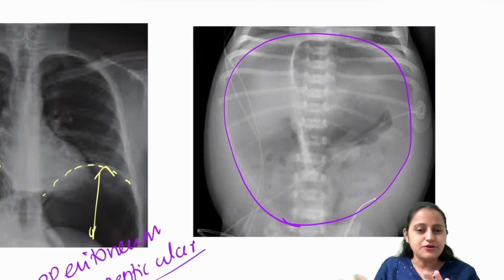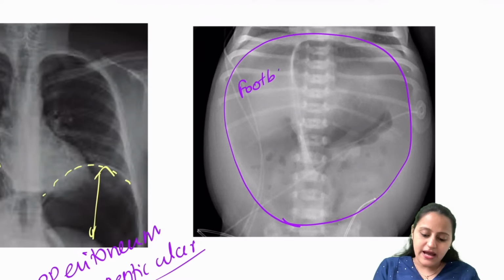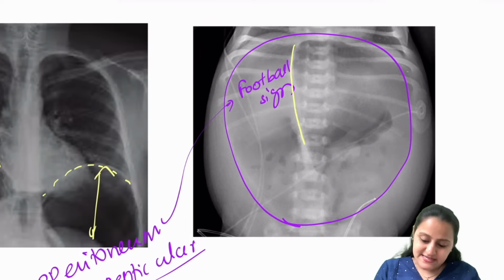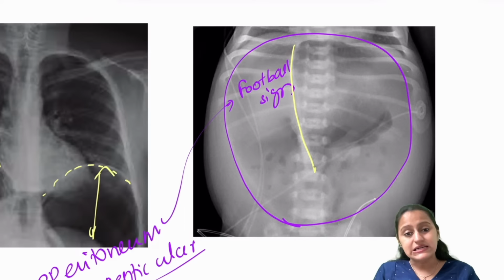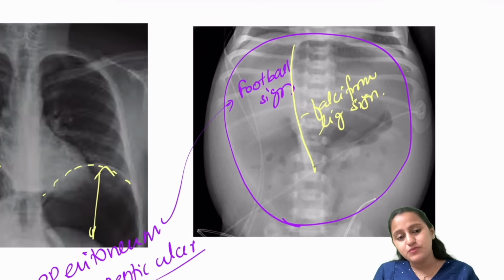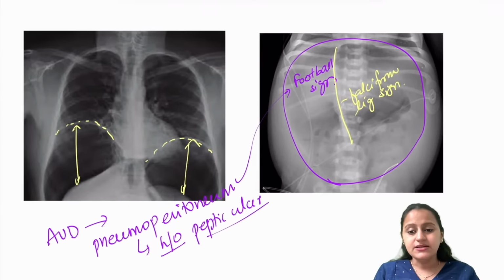And what is this sign in pneumoperitoneum that you are seeing here? This lucency over the entire abdomen coming like a football. This is called the football sign. So remember, pneumoperitoneum has this football sign. Plus you have this ligament which is seen very clear. This is the falciform ligament sign. The falciform ligament sign and football sign are what we can see in pneumoperitoneum. Okay, clear with everyone?